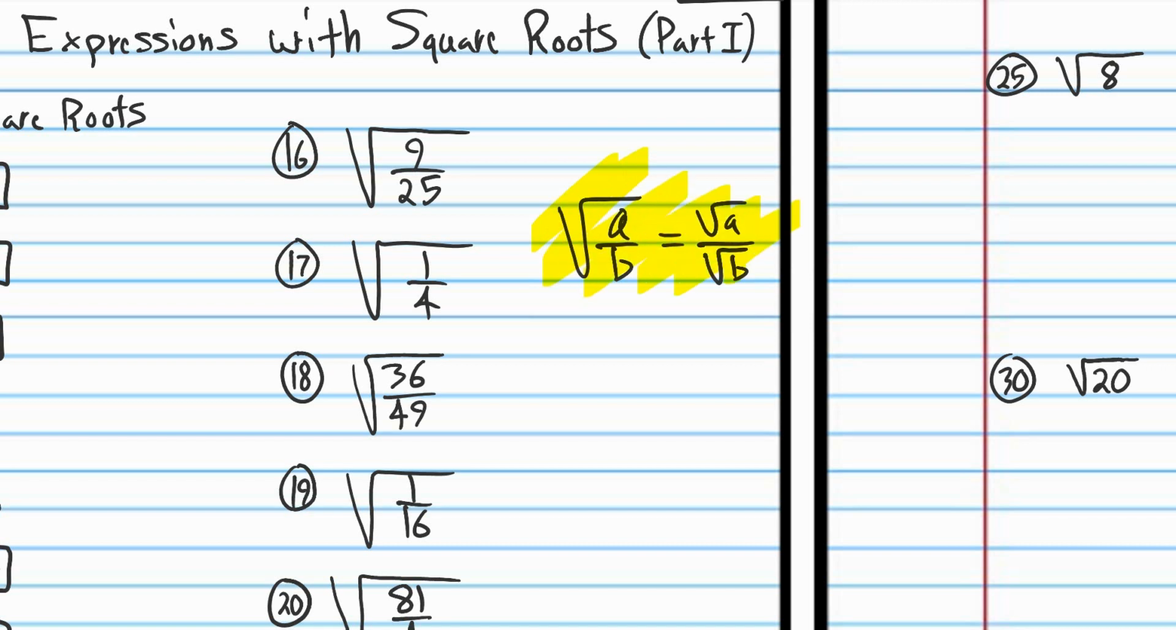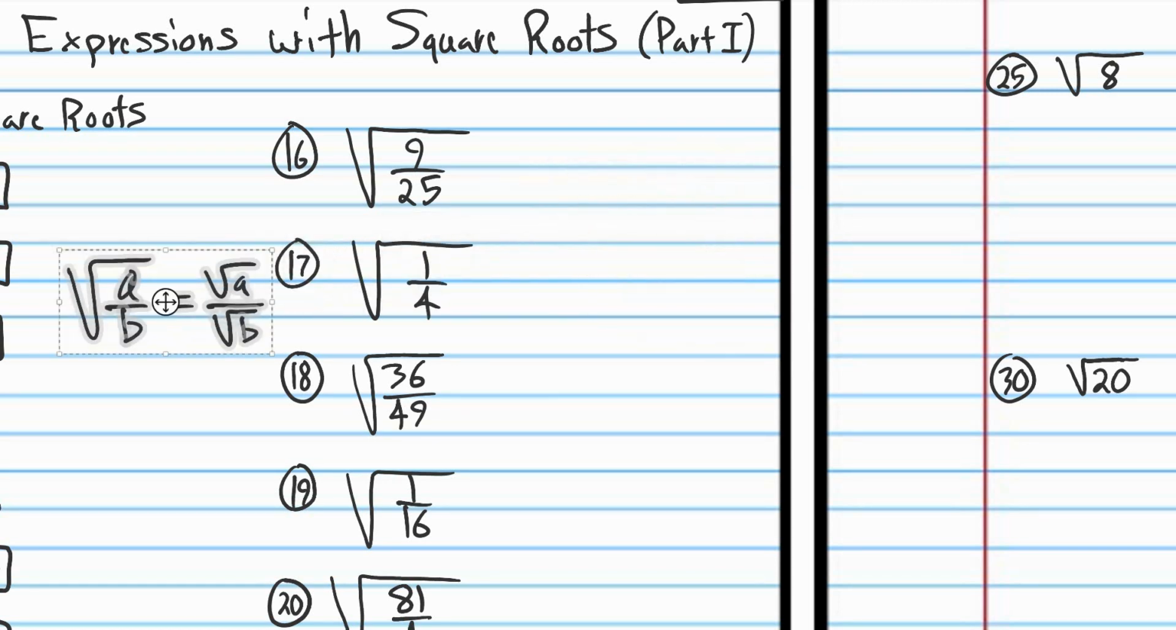That's the primary objective. So we're going to take this property here. We're going to keep this with us. So I'm going to put it over here to get it out of the way. So the square root of 9 over 25 is equal to the square root of 9 over the square root of 25.